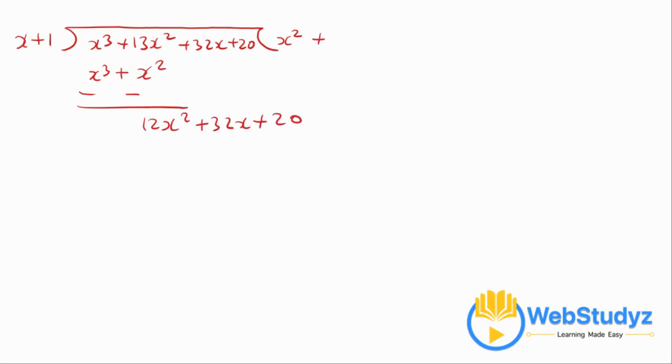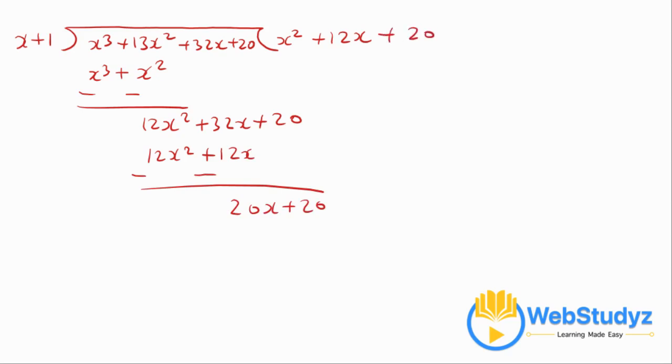Now again dividing, 12x times, this will be 12x square plus 12x. So this will be 20x plus 20. Again taking quotient as 20, this will be 20x plus 20. So this comes out to be 0.